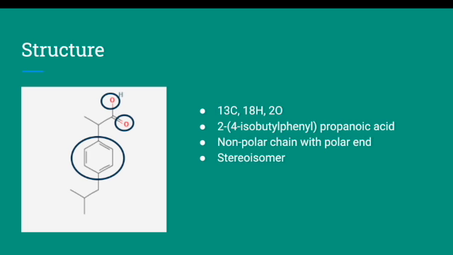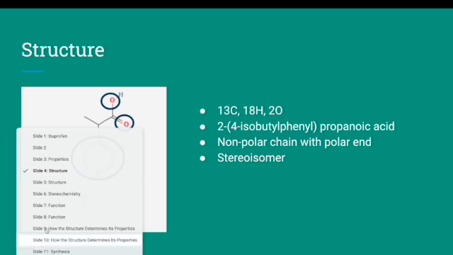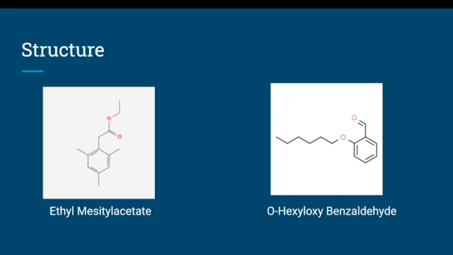Ibuprofen is also a stereoisomer, meaning that the molecular formula mentioned earlier can have multiple different compositions and functions, while still containing 13 carbons, 18 hydrogens, and 2 oxygens. Now, here are some examples of ibuprofen stereoisomers.